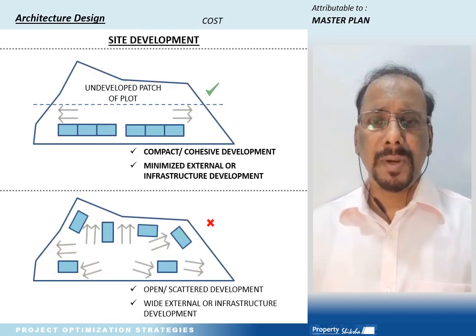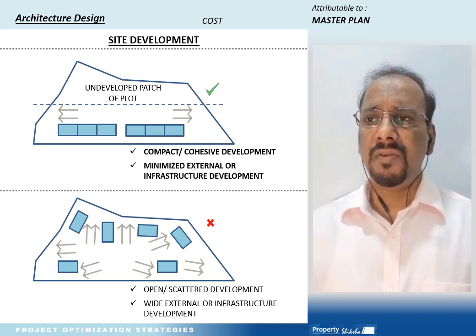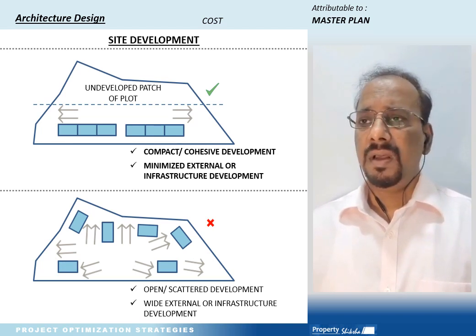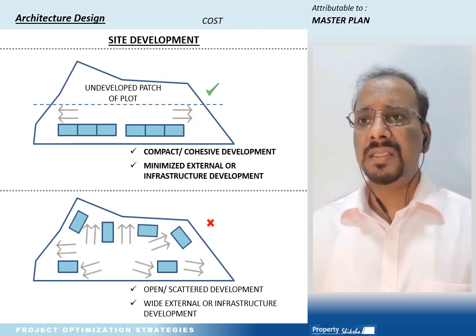So under project optimization strategies, my next point affecting the cost of the project and attributable to master plan is architecture design.